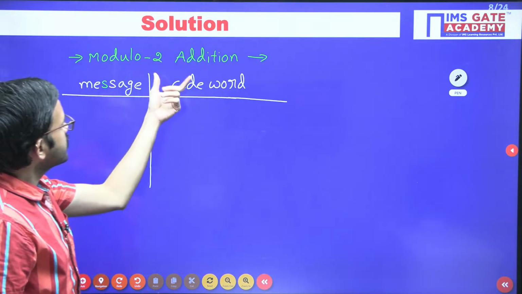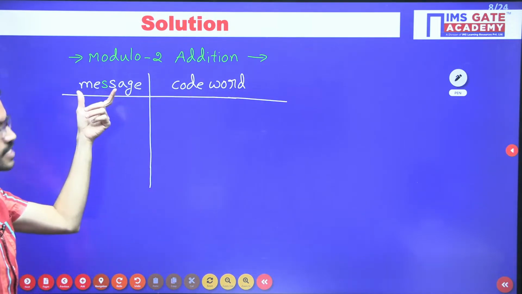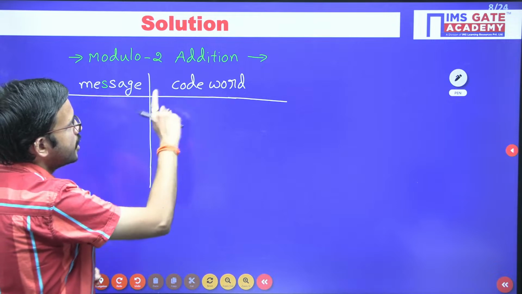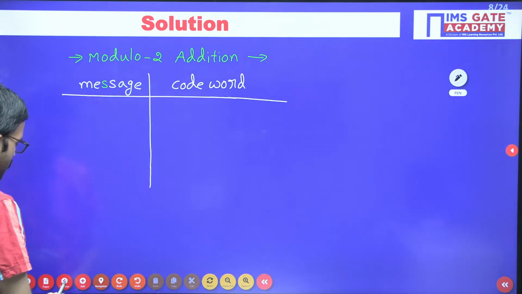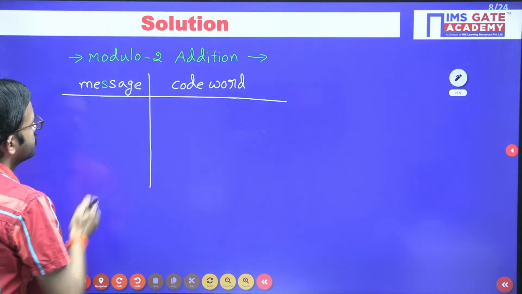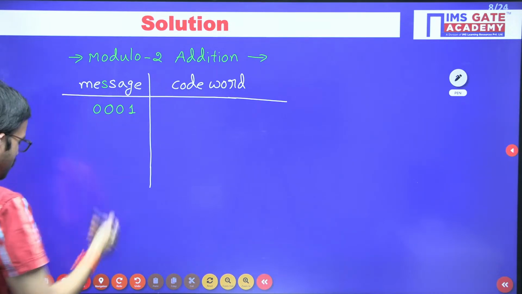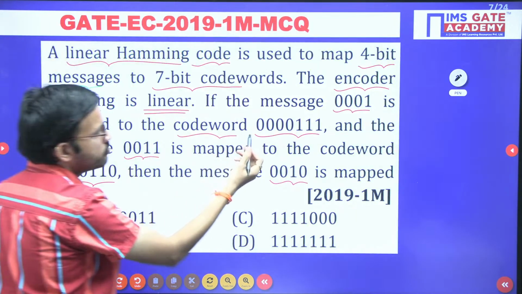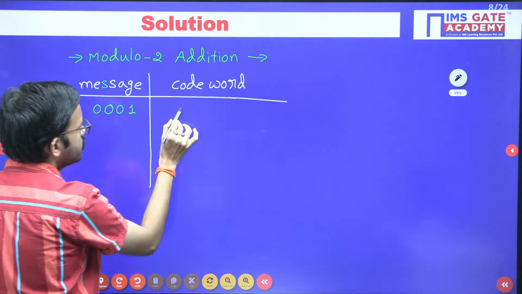So try to guess what is modulo 2 addition. You might have studied in digital. Which logical operator is nothing but modulo 2 addition? Here regarding the message you are having 0001. For that, the code word is 4 zeros 111.